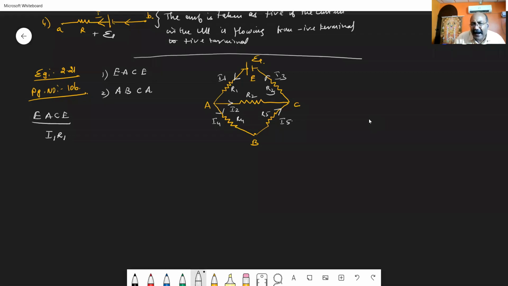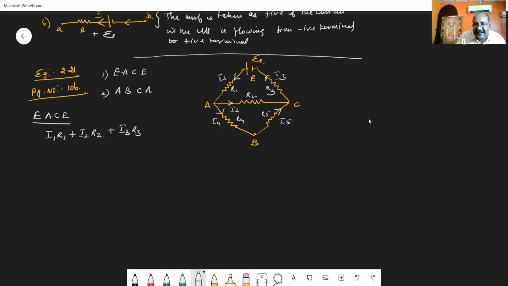Then I am moving along from A to C, then CE. So from A to C is the path, and the current is also flowing along the same path. So the sign convention is positive for the product of current and resistance. Current is I2, resistance is R2. Similarly, when I am moving from C to E, the direction of current and direction of path is the same. So again plus, and I get the product of current and resistance as I3 R3.